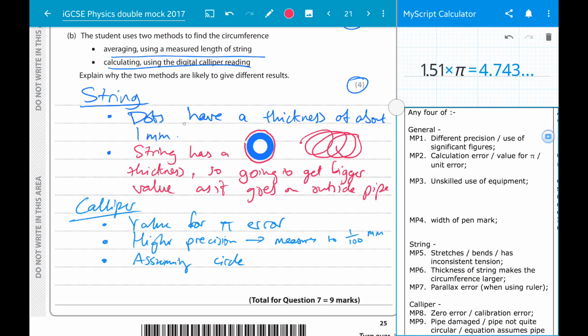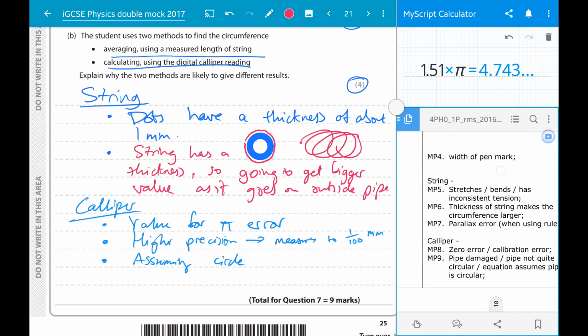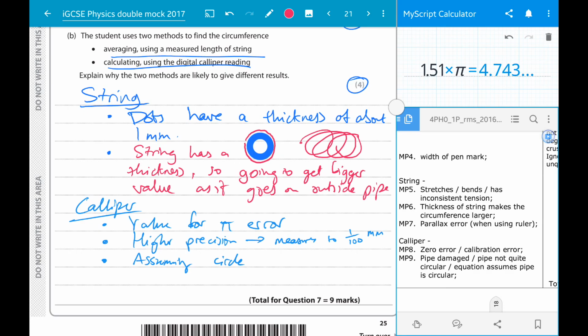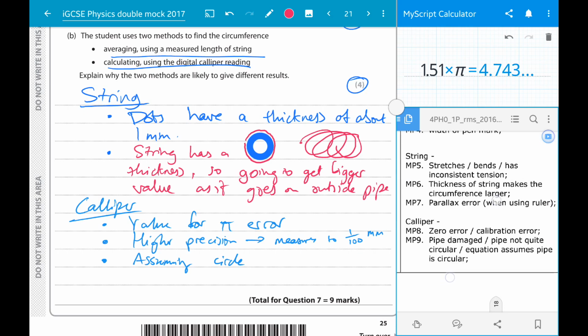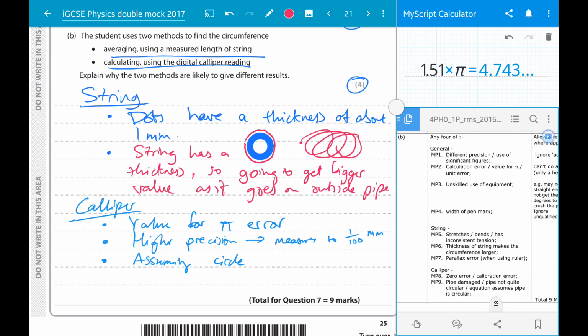The width of the pen mark, so dots have a thickness of about 1 millimeter, which is the same as the width of a pen mark point. The string could stretch. The string has a thickness which makes the circumference larger. We've mentioned that in the point I've written in red. There's a parallax error when using the ruler because the ruler and what you're measuring are not in the same plane. There might be a zero error for the caliper. So just like every measuring instrument that's electronic, you have to make sure you've zeroed it. Before you put something on weighing scales, you have to make sure that the weighing scales say 0. If they don't, then you're probably not going to get the right answer. The pipe could also be damaged.